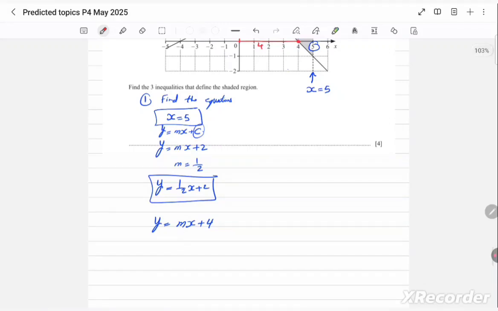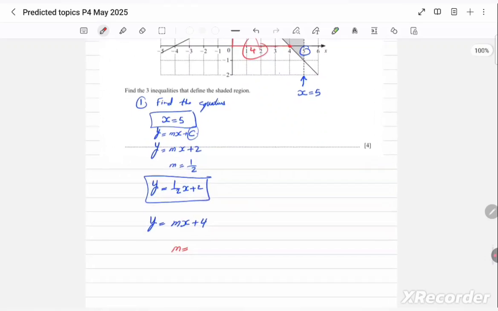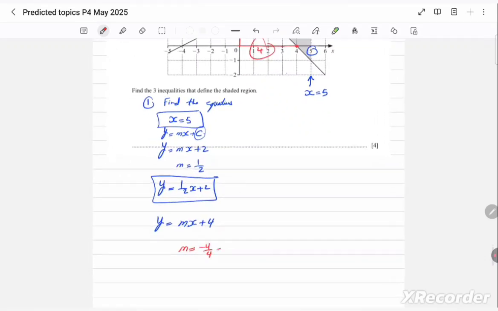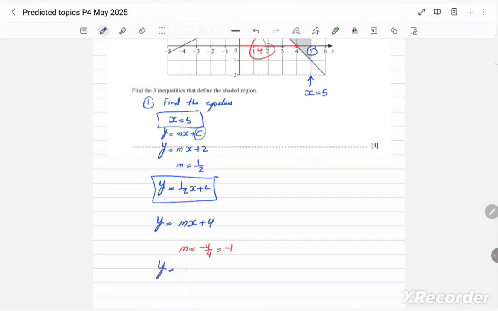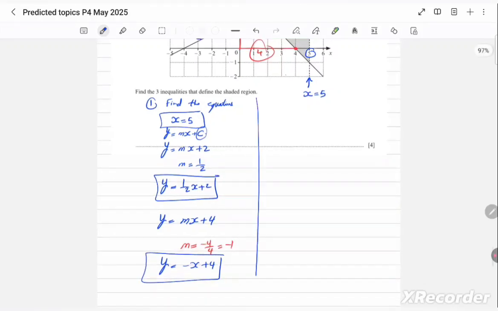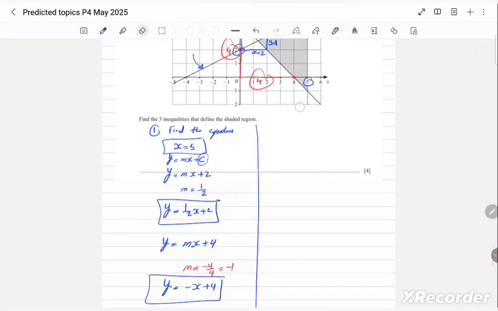So m equals rise over run, so this part divided by this part, which is negative 1. So it's decreasing, and I can say that the equation of this one is y equals negative x plus 4. So now what we found here are the equations. The second part, let's find the inequalities now.